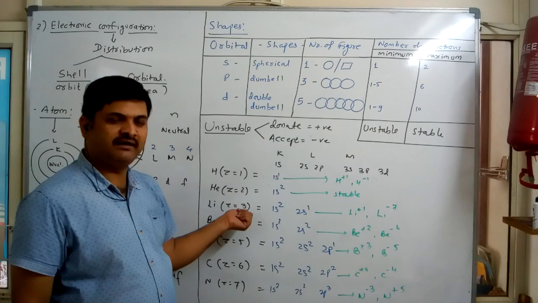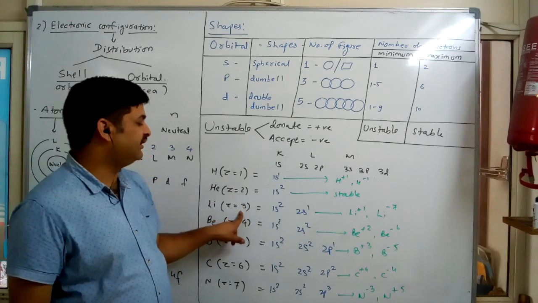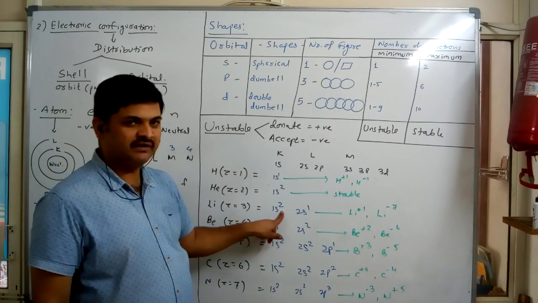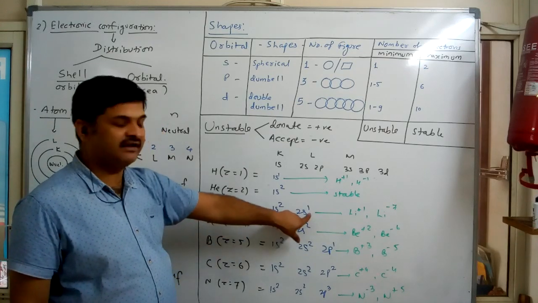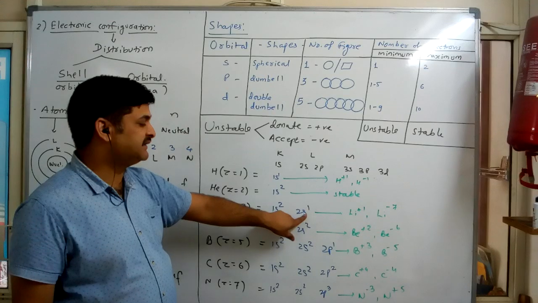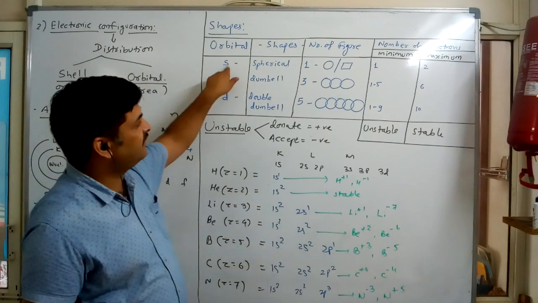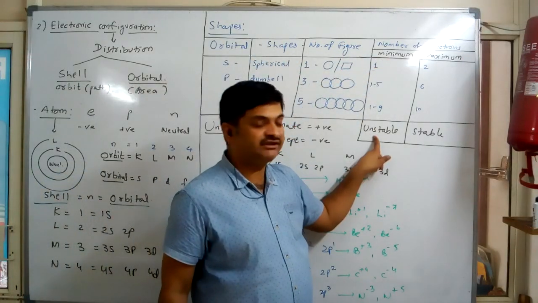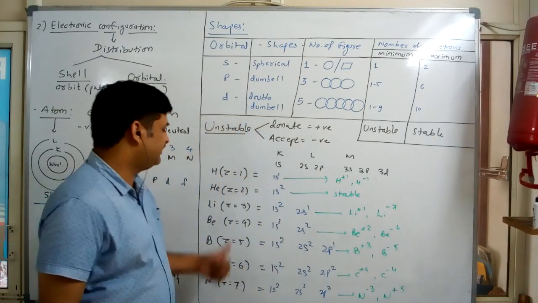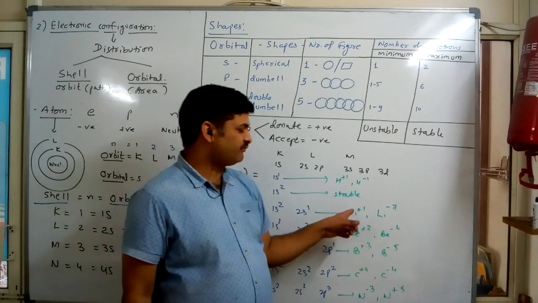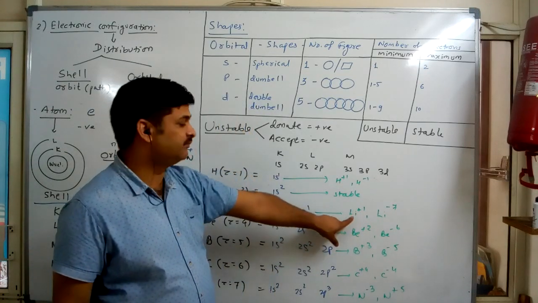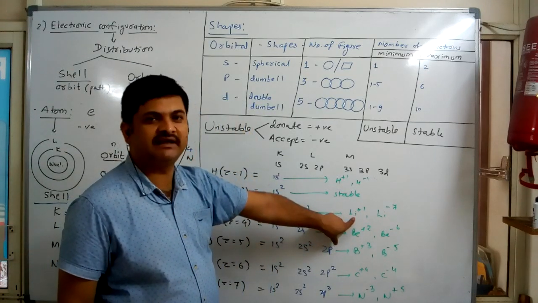Z will represent atomic number. So 2 electrons will be given in 1s, and then after C, the total is 3. So the remaining 1 electron will be added in 2s. Now what will happen? See, again, in the s orbital, 1 electron is unstable. So to become stable, here lithium will donate 1 electron. So whenever lithium donates 1 electron, lithium plus 1 will be there.